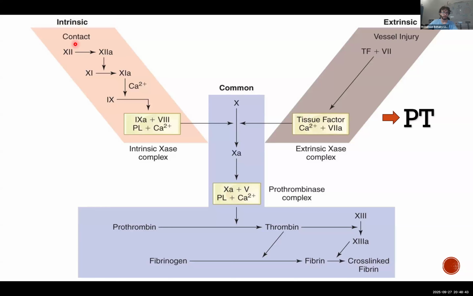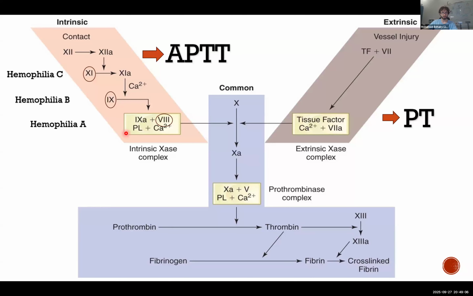Going to the intrinsic pathway, we have 12, 11, 9, 8. These are measured by the APTT, play table tennis inside. If the APTT is abnormal, then that means we will have an issue with the intrinsic pathway and not the extrinsic pathway. Tamam? Well, as we said, every factor in the intrinsic pathway, if it's not there, we will have a type of hemophilia. Factor 10 deficiency is hemophilia C, factor 9 deficiency is hemophilia B, and factor 8 deficiency is hemophilia A. And what was the most common hemophilia? A, through factor 8. Tamam?